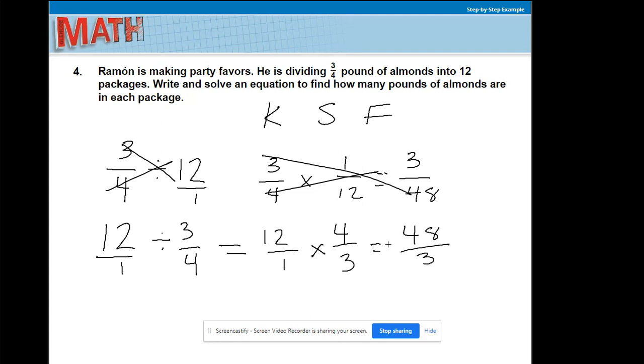Now, off the top of my head, I don't know what 48 divided by 3 is, so I'm going to put 48 in the box, divide it by 3, and then get 16. So I'm going to get 16 almonds per package.